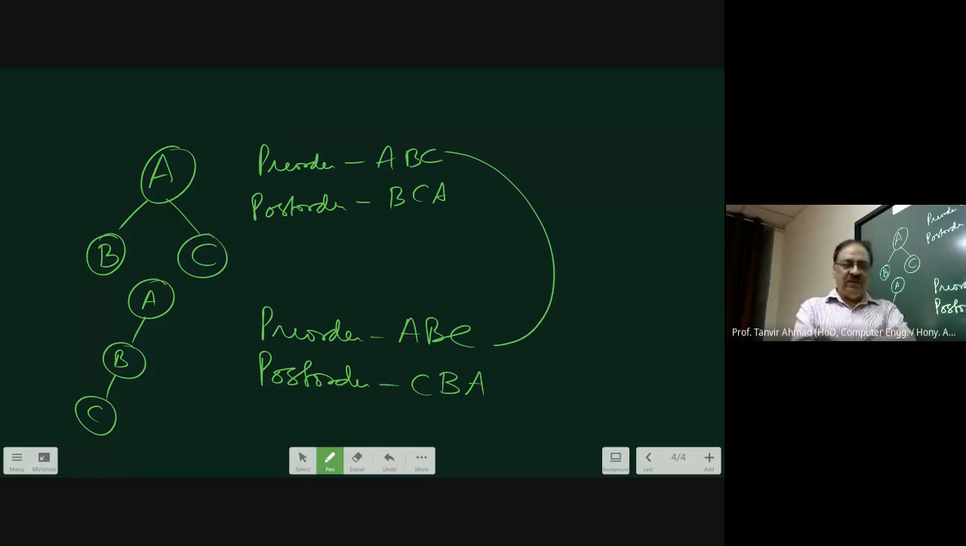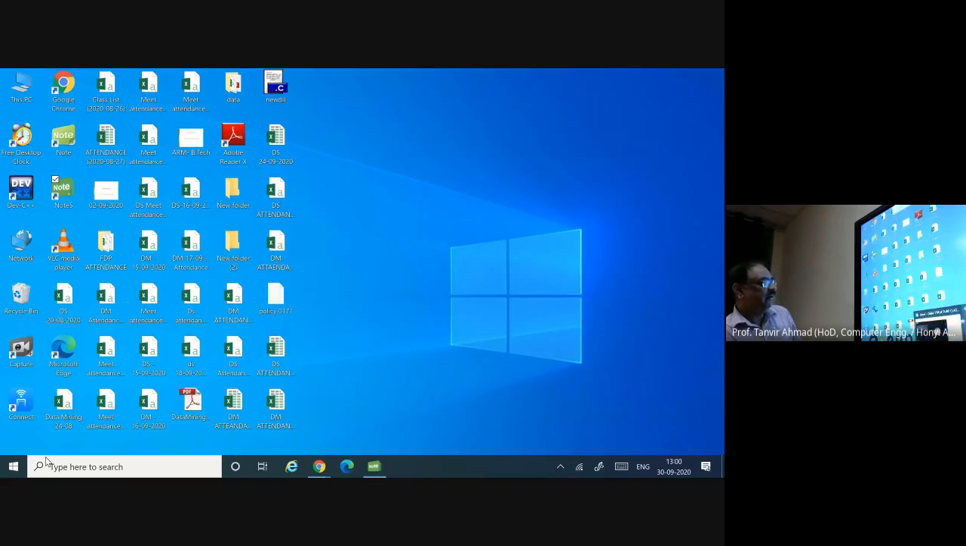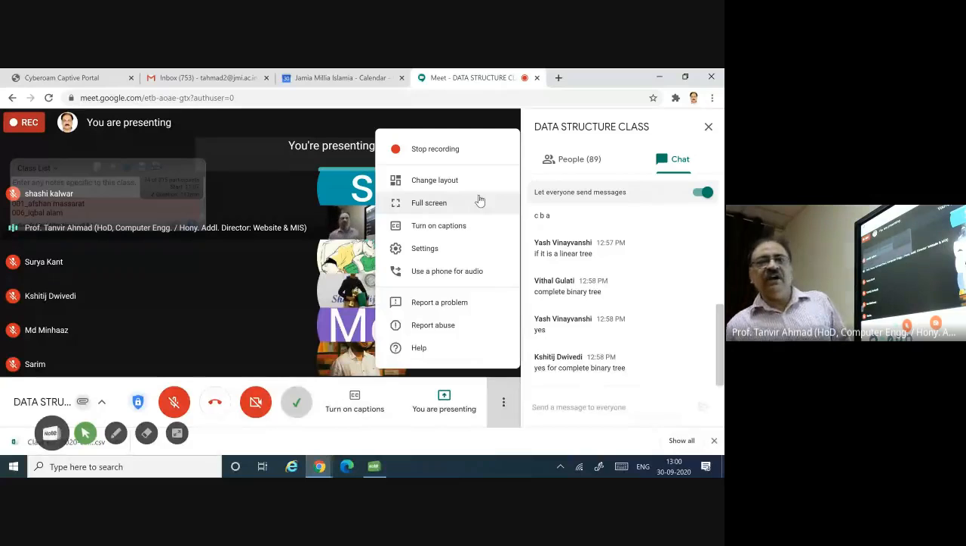In that case, if you have a complete binary tree, you will not be able to get a unique tree. That means this is a complete binary tree. Other than that, is it possible? It is also possible in one more case. Okay, stop at this moment, and we'll continue with the other concepts in the next class.